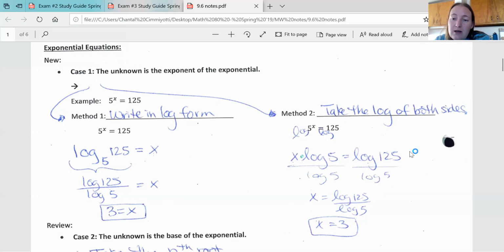But you'll notice that you've essentially created that change of base anyways. Log 125 divided by log 5. Same expression, just two different ways of approaching it. Writing it in log form or taking the log of both sides.